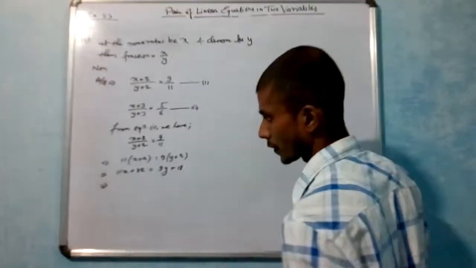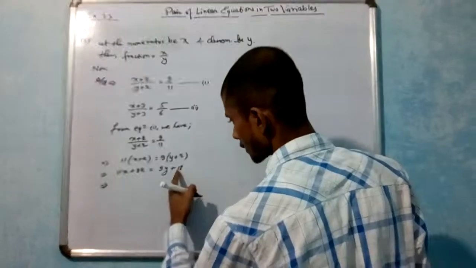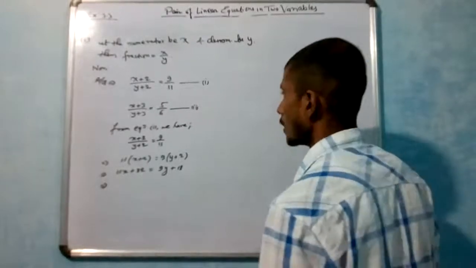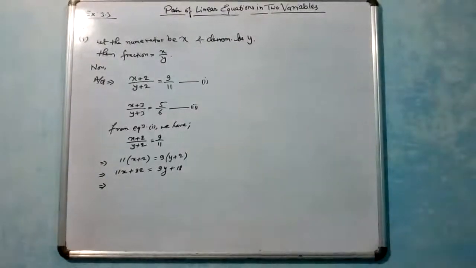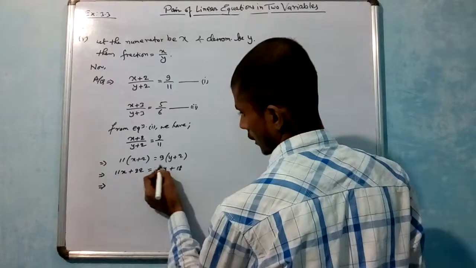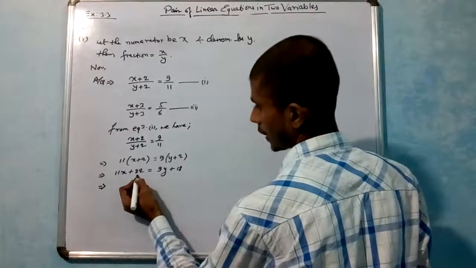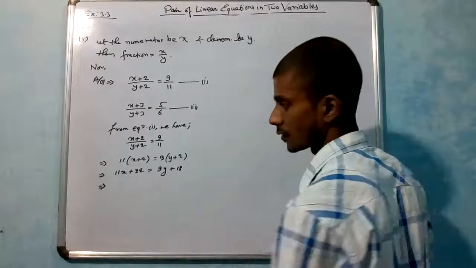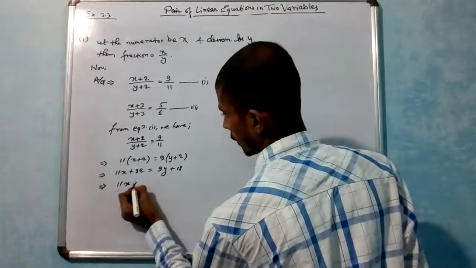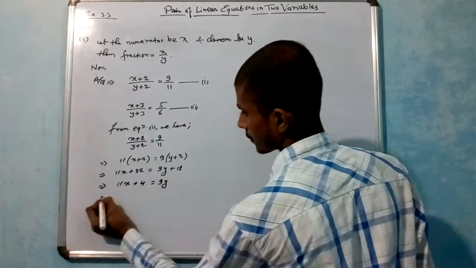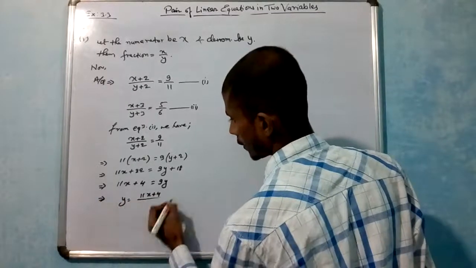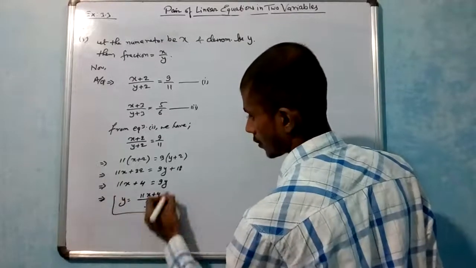Now what? We want one value in terms of the other. Let us send this 18 this side. Let us get the value of y. We are doing the substitution method, right? Just to learn and get practice in that. So let 9y be as it is. Let's send 18 this side. How much will it become? 22 minus 18, so it will become 4. So 11x plus 4 is equal to 9y, which implies y is equal to 11x plus 4 by 9. Got this?